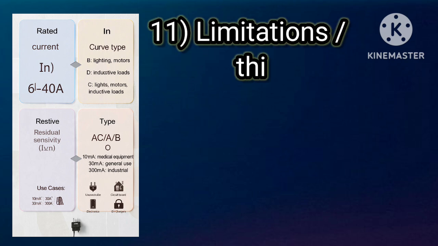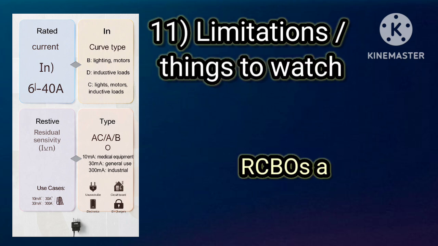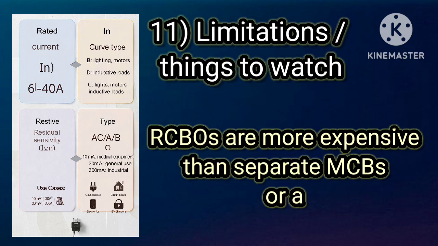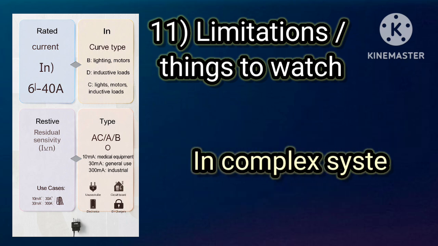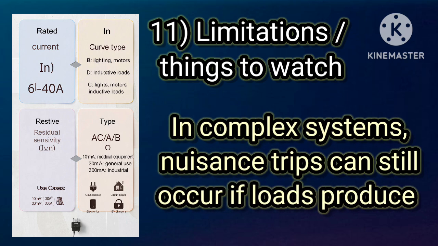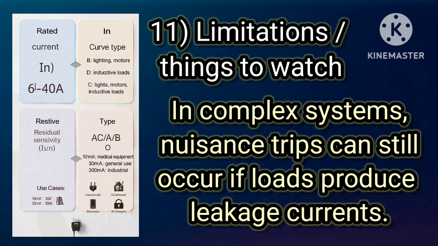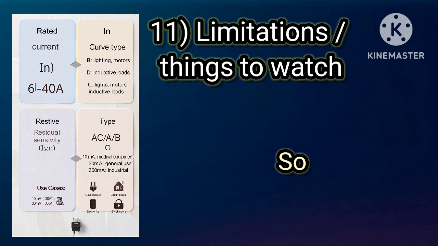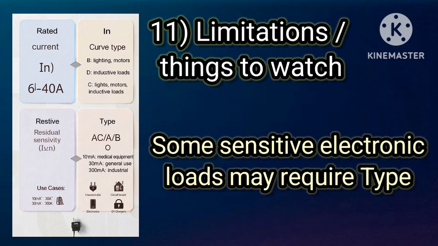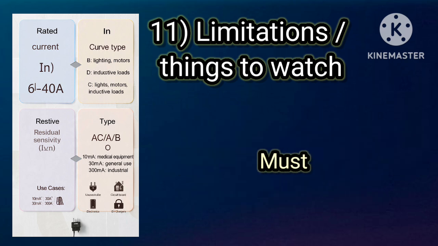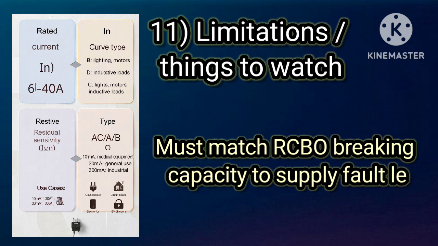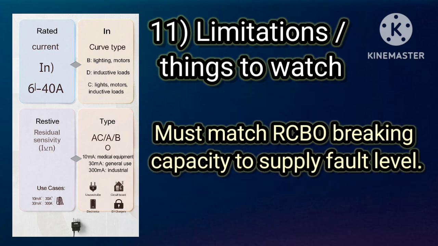11. Limitations, things to watch. RCBOs are more expensive than separate MCBs or a shared RCD. In complex systems, nuisance trips can still occur if loads produce leakage currents. Some sensitive electronic loads may require Type A or Type B RCBOs. You must match the RCBO breaking capacity to the supply fault level.